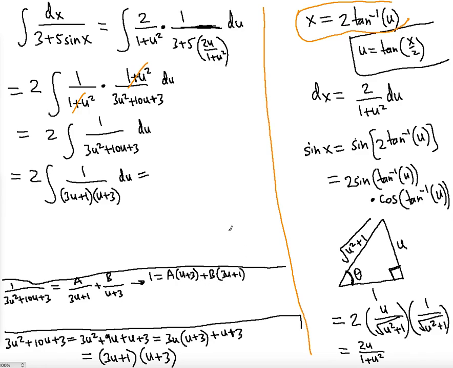Perfect. So now look what happens. We're going to compare coefficients. The first one, comparing the constants: 1 is equal to 3a plus b. The second one, comparing the u to the first power, there's nothing in the u, so 0 is equal to a plus 3b.